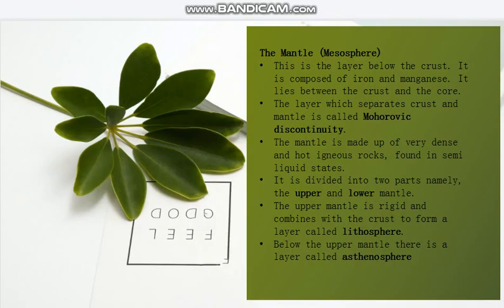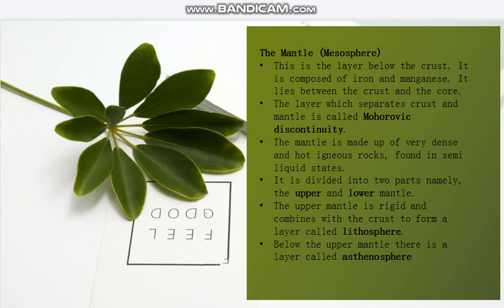The mantle is made up of very dense and hot igneous rocks found in semi-liquid states. So in this layer we will see those hot igneous rocks, and various volcanic activities may happen in this part. It is divided into two main parts, the upper and the lower mantle. The upper mantle is rigid and combines with the crust to form a layer called the lithosphere.